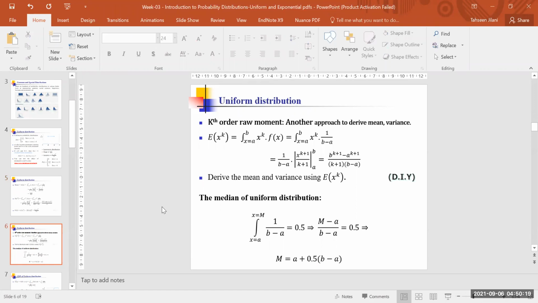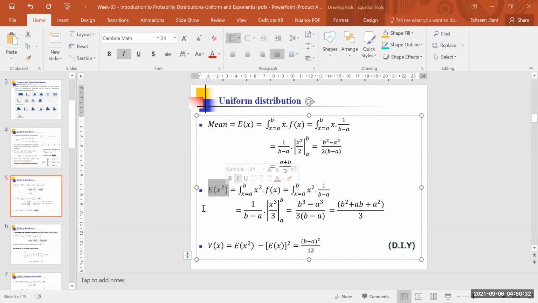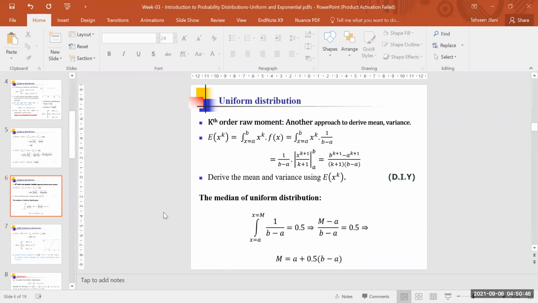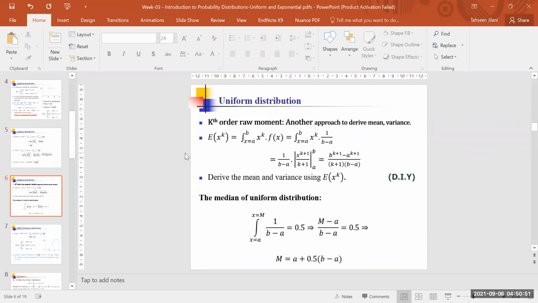Next is how to define the kth order raw moment. That's another way, because if I want to find the mean, I have to integrate the function. If I want to find the second order moment, that is expectation of x squared, again I have to integrate. So why do I have to integrate again and again? There must be a simpler way to do it at one time and reduce the repetitive work. So here, this is the kth order moment, which is used to reduce the repetitive work.